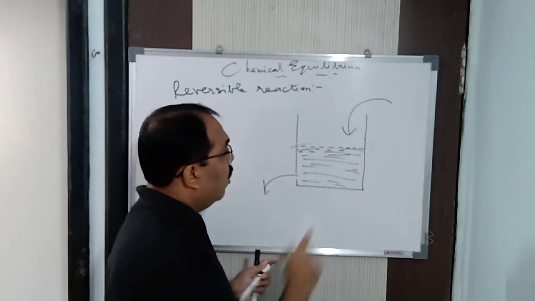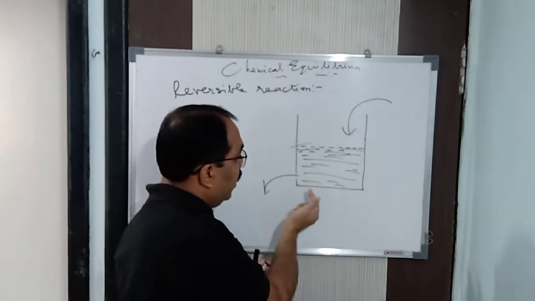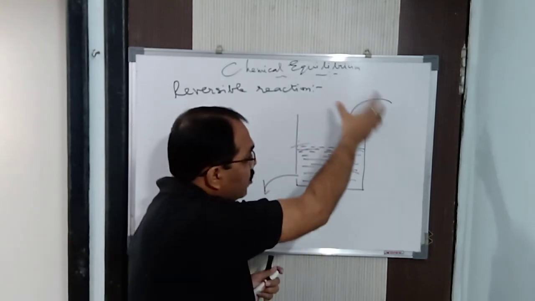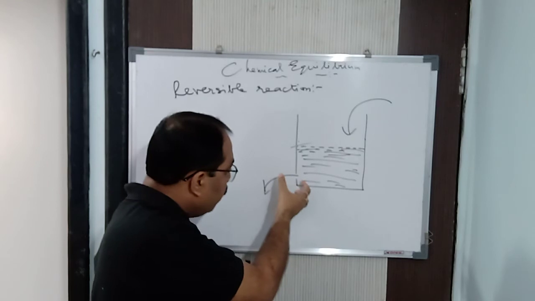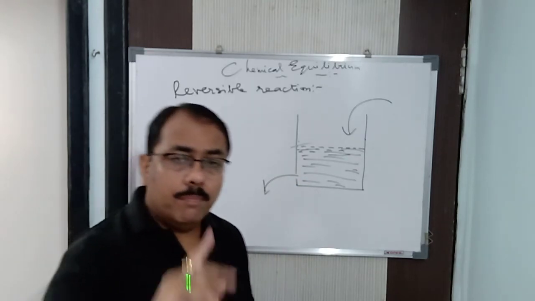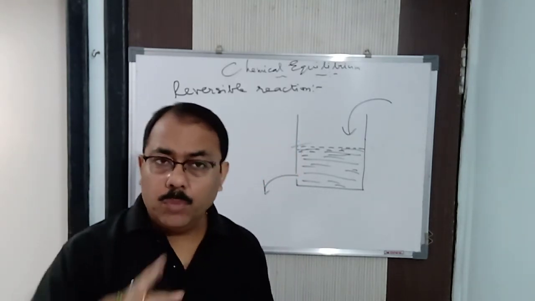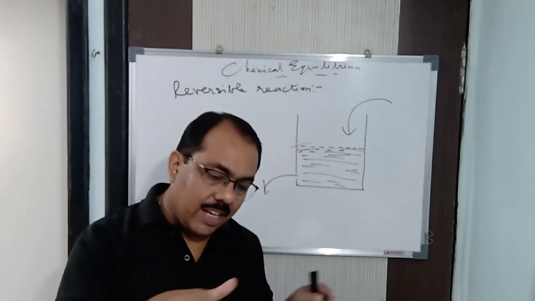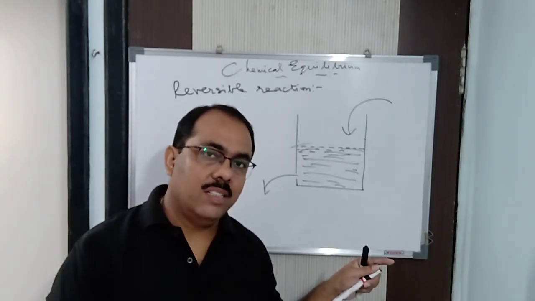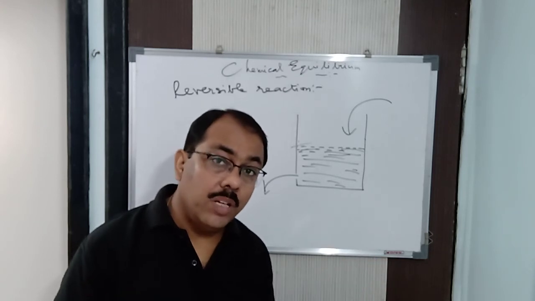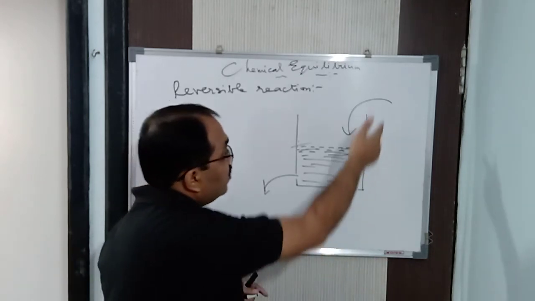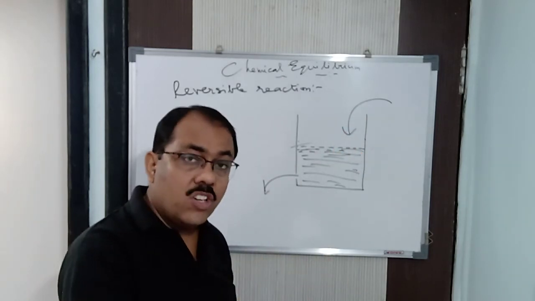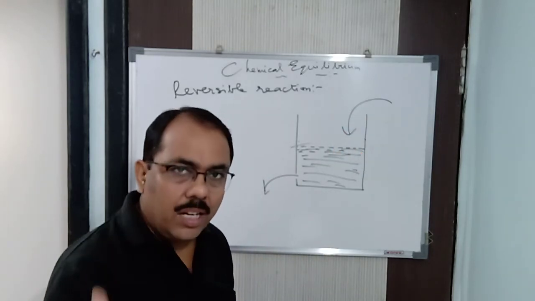When the rate of water entering the tank and the rate of water exiting the tank are the same, then you will find the level of water in the tank remains constant. Alright, that means the reaction has attained equilibrium. But at that particular time, have I stopped the inlet and outlet? No, still it is going on. So it proves that the reaction is also dynamic in nature.